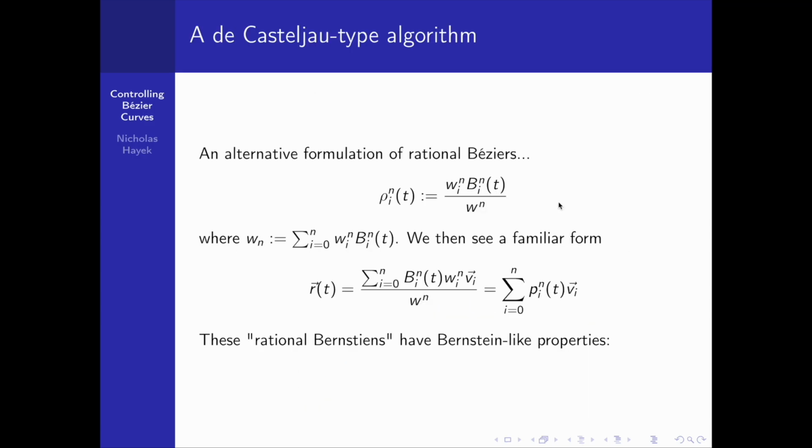To compute a rational Bezier, we, of course, can use the original form and evaluate it as is, but there does exist a de Casteljau type algorithm, and that is accounted for by this form of a rational Bezier. Essentially, you factor out this, which we call a rational Bernstein polynomial, and you see that a rational Bezier can be expressed as a sum of these rational Bernsteins times their control points.